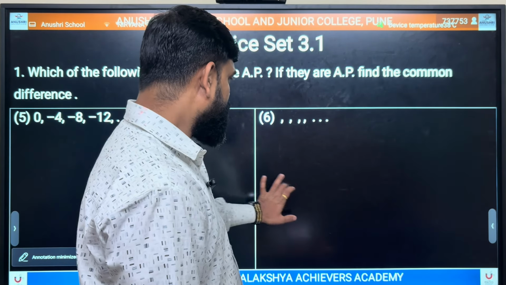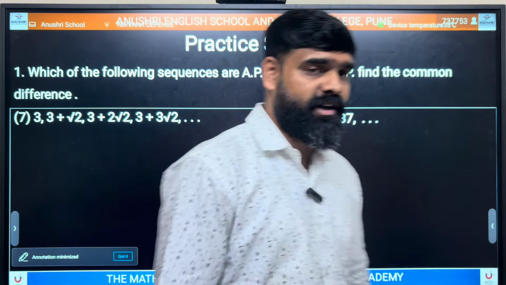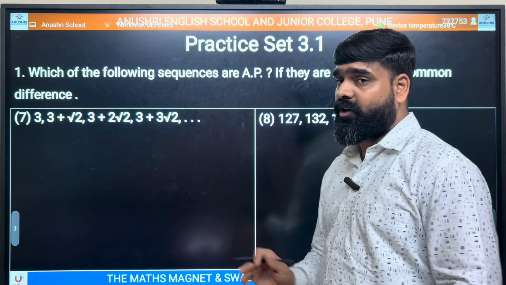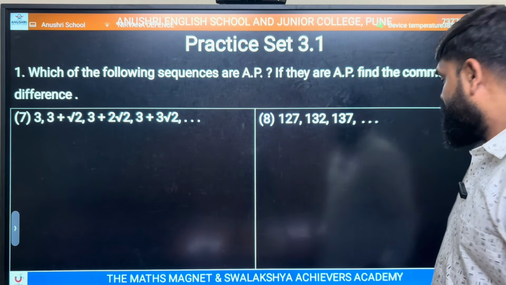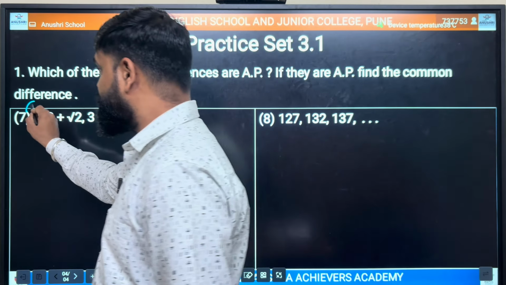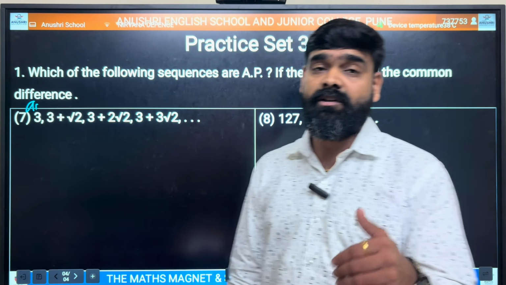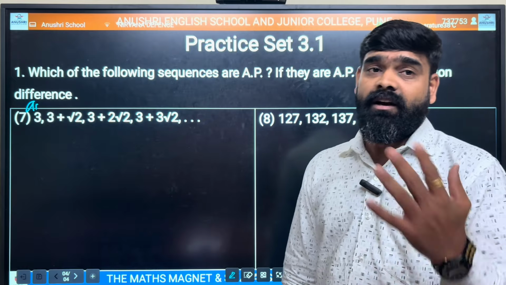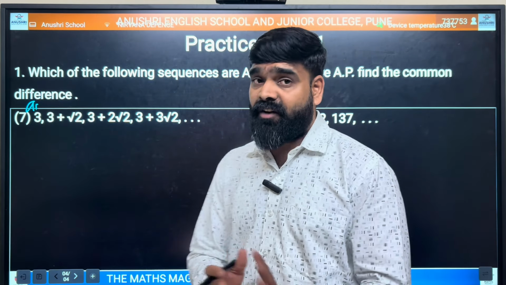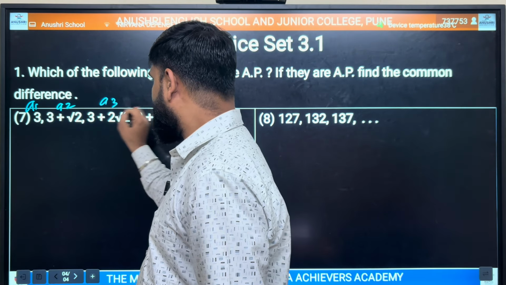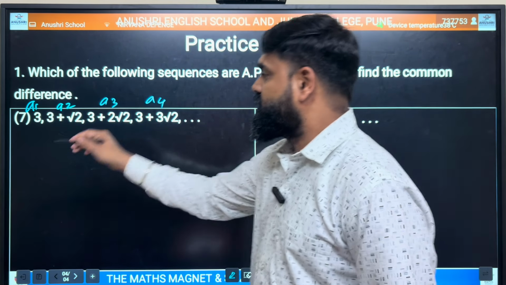Okay, so let us solve the next question. In question number 1 itself, we have these 8 sub questions. So for question number 7, again we have to follow the same process. You just have to focus on your calculation. You have to practice, and you will get familiar with the calculations. Okay, so this is A1, this is A2, this is A3, and this is A4. So let us solve this.